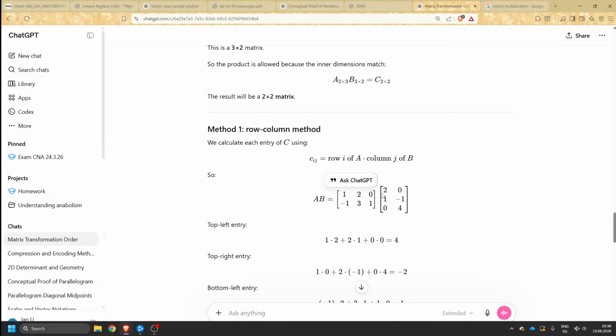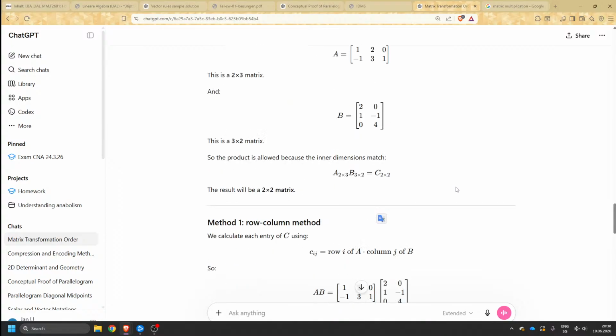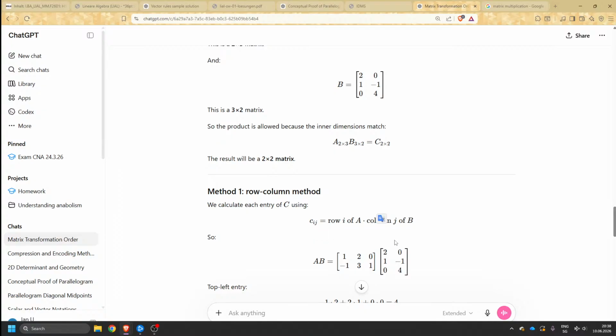This has to match this. Is this M? Oh, column is J and row is I. Oh, I and J have to match. I see. The row of the first matrix has to match the column of the second matrix. Good. So, like you don't see this. Okay, maybe now you can. Okay, the stupid arrow.